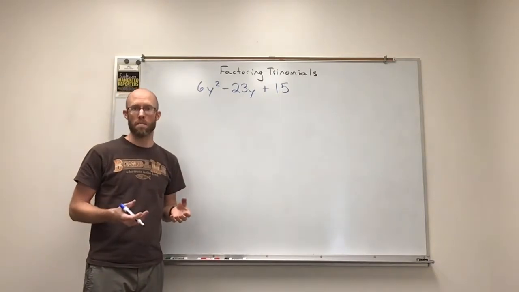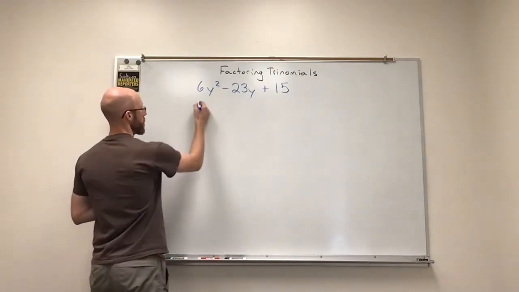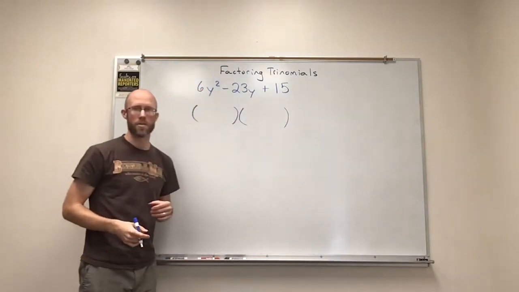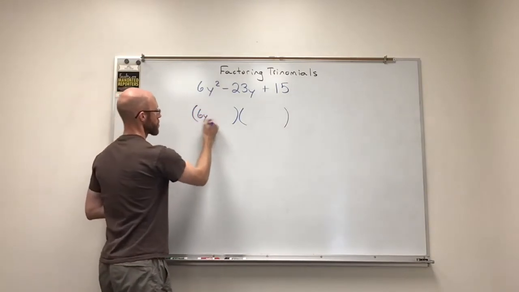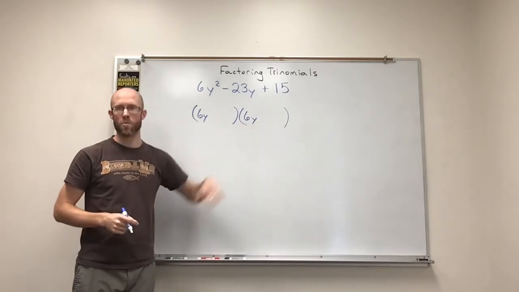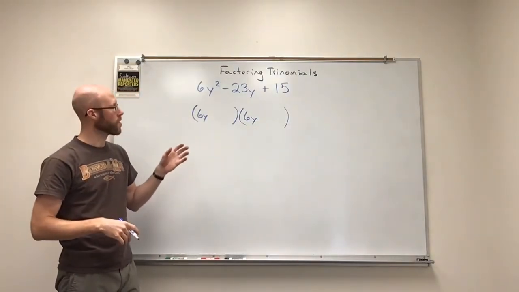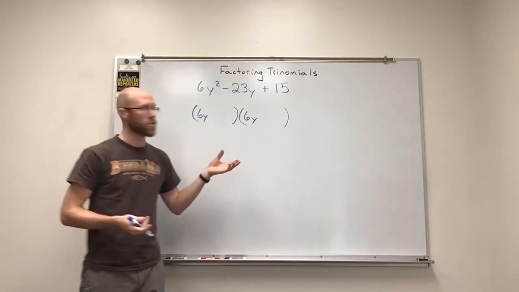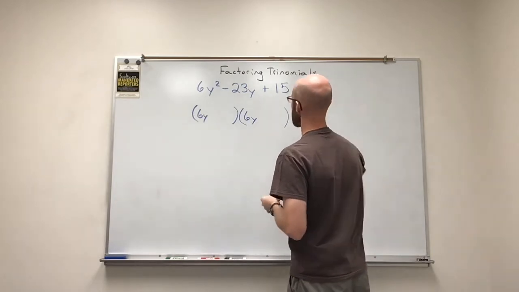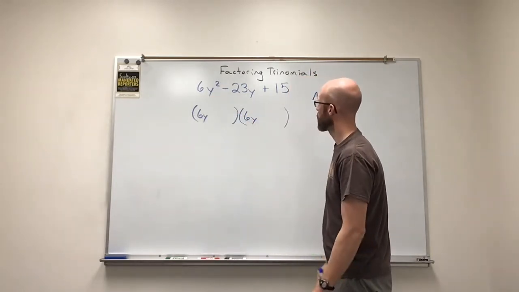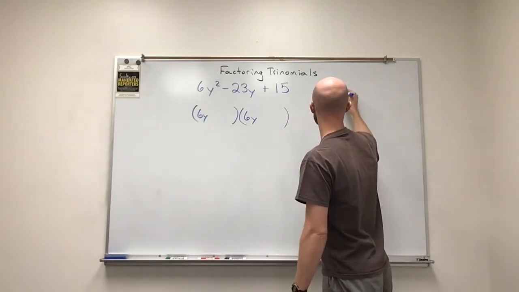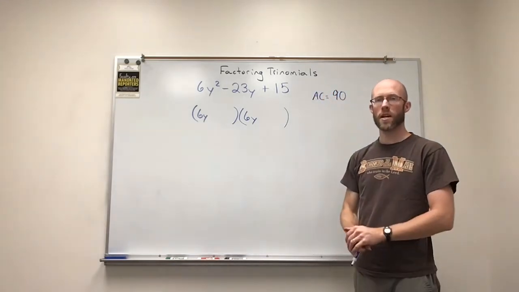I'm going to go through the modified AC method here, but I'm going to start off just writing out my sets of parentheses. I know that I want to start with a 6y in both of the first terms. I don't know what the constants will be yet because I don't know what the AC value is. So I'm going to go to that next. AC, 6 times 15 is, what's 6 times 15? 90, right? It's 90. 6 times 15 is 90.